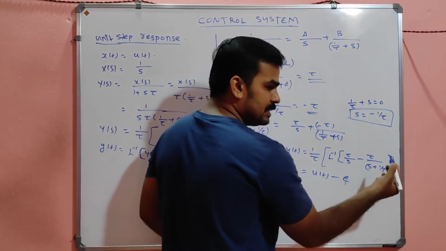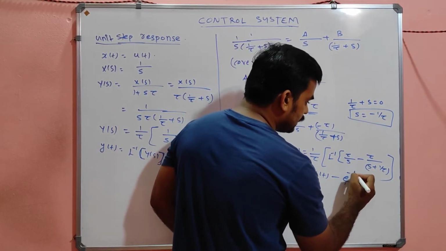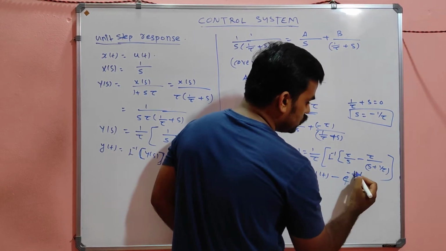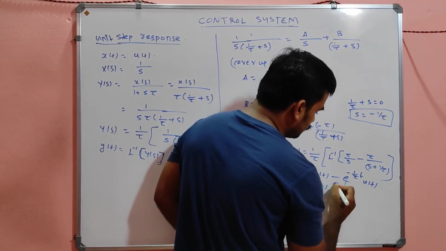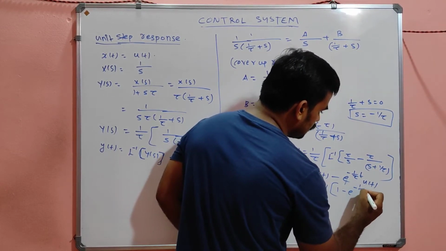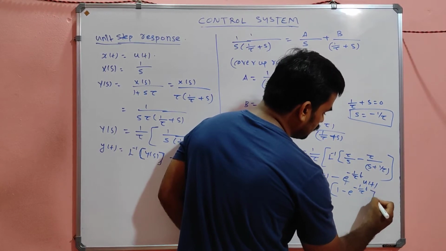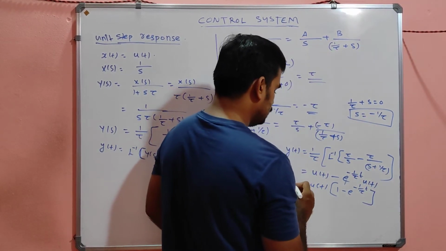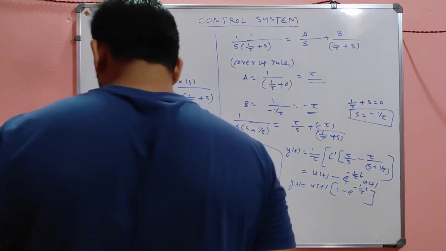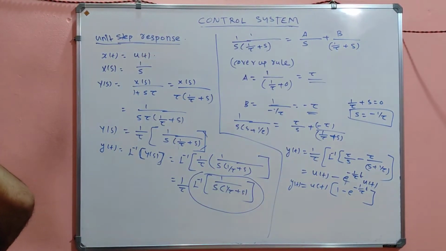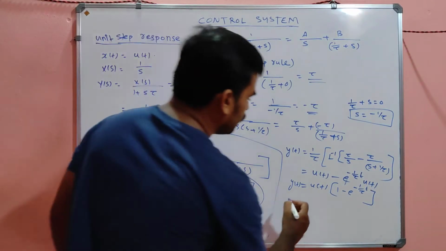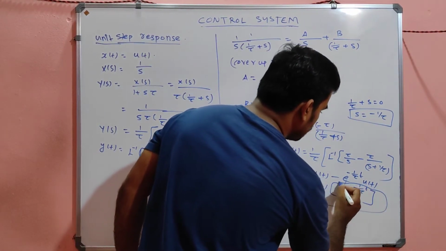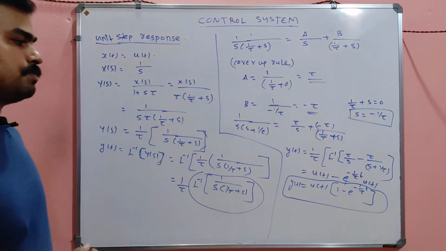So 1 divided by s plus a, what is that? e raised to minus at. So minus 1 by tau into t, u of t. So generally u of t into 1 minus e raised to minus 1 by tau into t. So this is nothing but our y of t. This is nothing but our response, my dear.